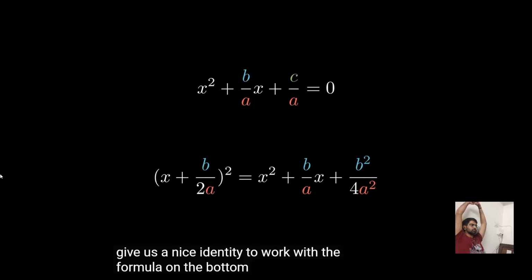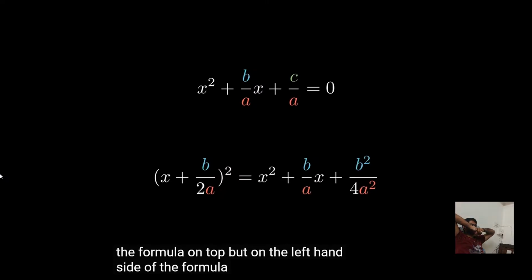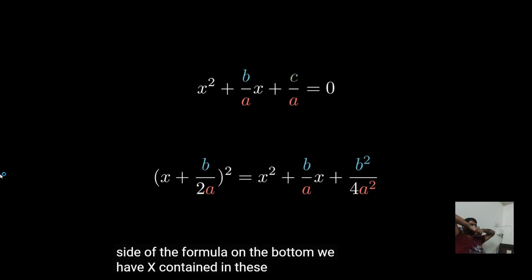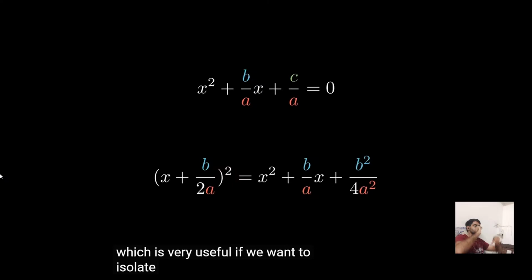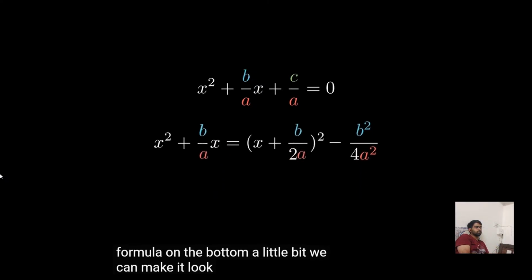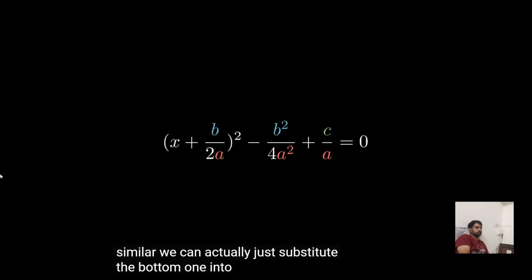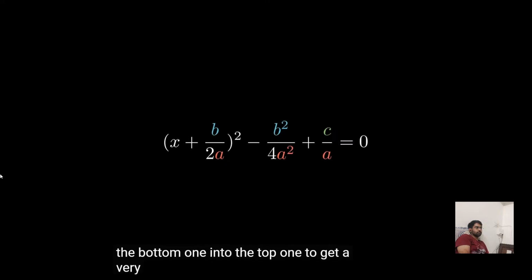The formula on the bottom is very similar to the formula on top, but on the left-hand side of the formula on the bottom, we have x contained in these parentheses, which is very useful if we want to isolate x. In fact, if we just rearrange the formula on the bottom a little bit, we can make it look a lot like the formula on top. And now that we have them so similar, we can just substitute the bottom one into the top one to get a very nice expression for x.